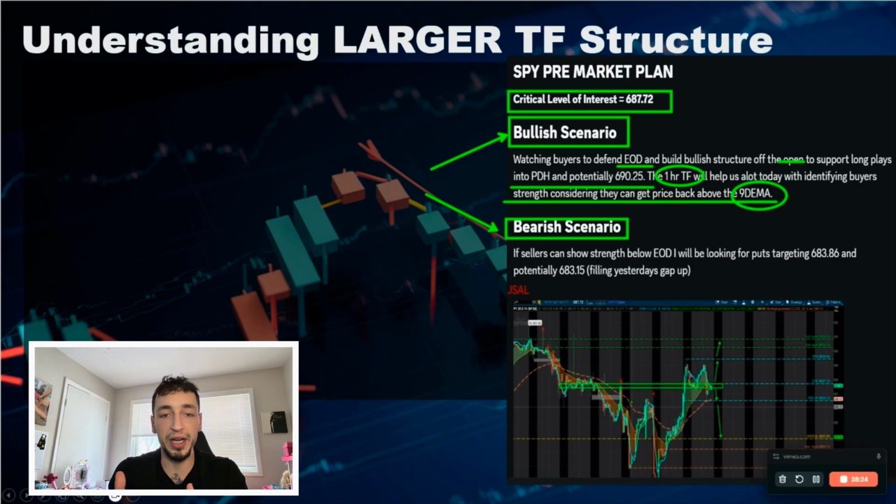So notice what I'm doing here. I'm painting a very simple picture for buyers. If they hold the open, I'm going to target previous day high, all right? And then on the flip side of that coin, if sellers hold end of day and if sellers hold the open, I'm super short. I'm looking for puts to target 683 and then 683.15, filling yesterday's gap up, okay?